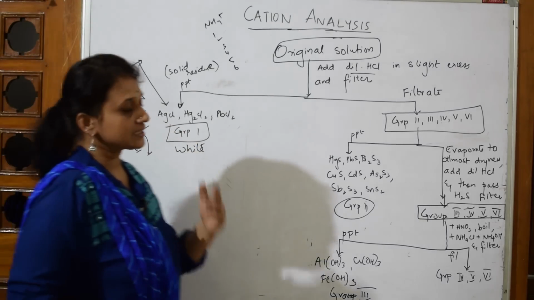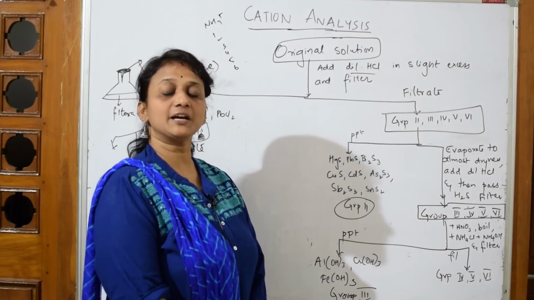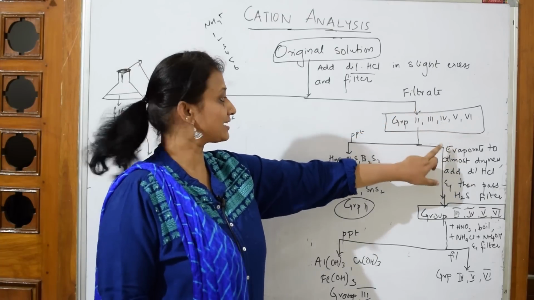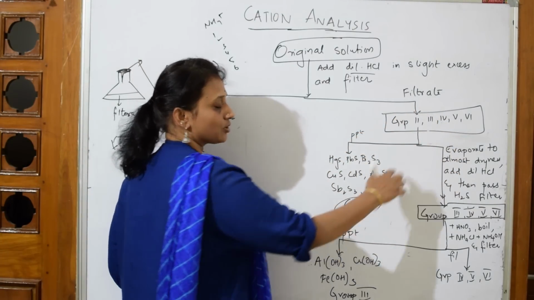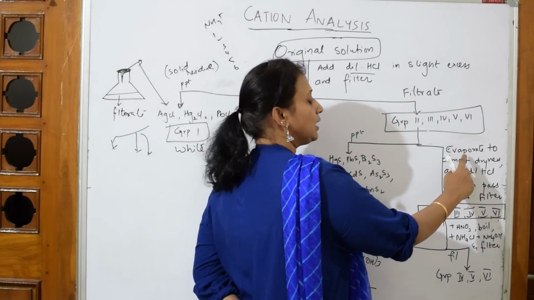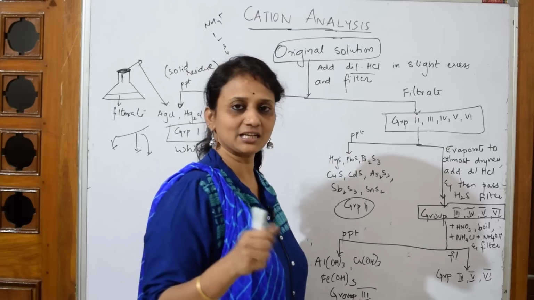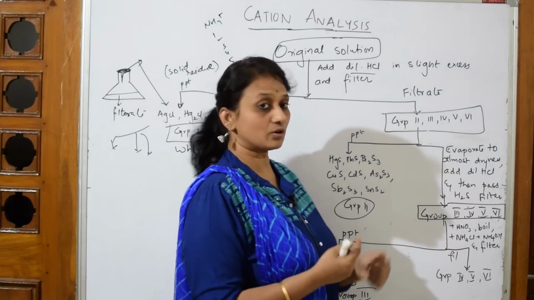Step 2. Now, if I have not got any precipitate, then I have to go to the next step. I'll take whatever filtrate is there and separate it. The next important step: I'll evaporate it to almost dryness. I'll take that in a test tube, heat it and start evaporating.